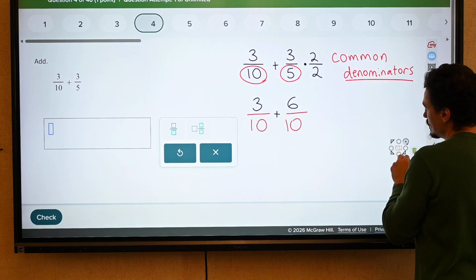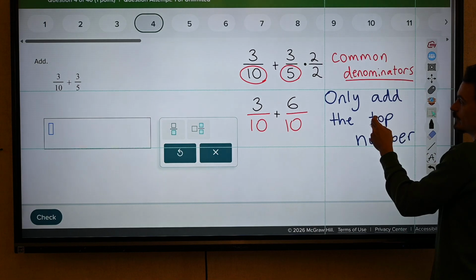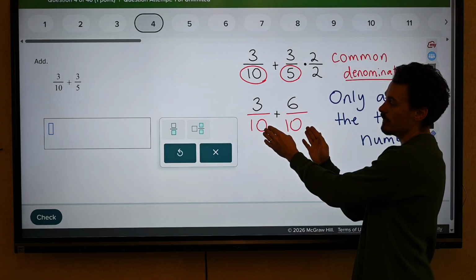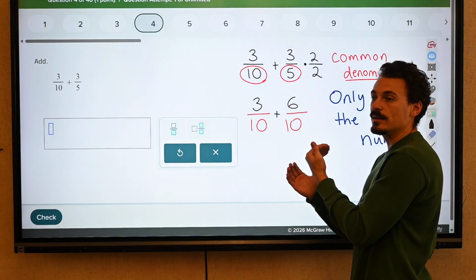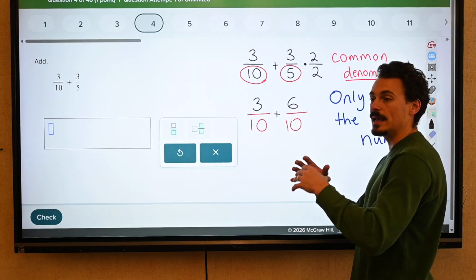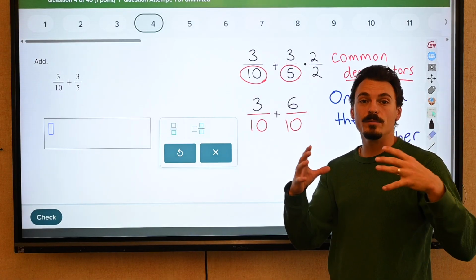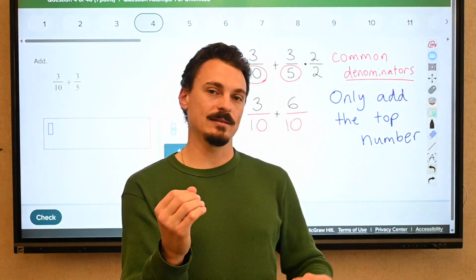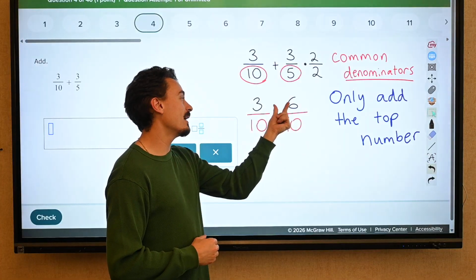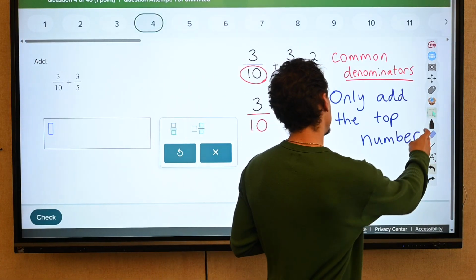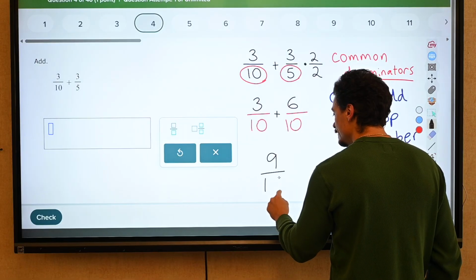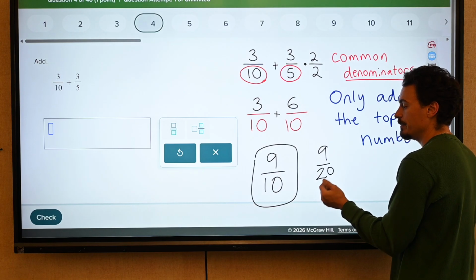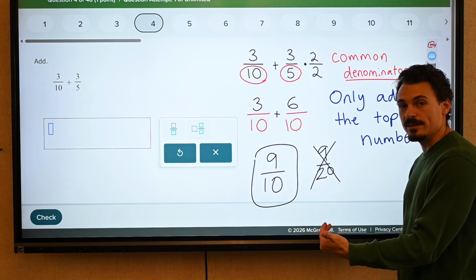Now, write this down somewhere. For fractions, you can only add the top number. The reason is that both of these fractions are in tenths. I'm taking a whole, like a pizza pie, and cutting it into tenths. Here I have 3 of the tenths, here I have 6 of the tenths. When I add those together, that makes 9 tenths. You can't put 9 over 20, because your pieces are not in 20s, they're in tenths.